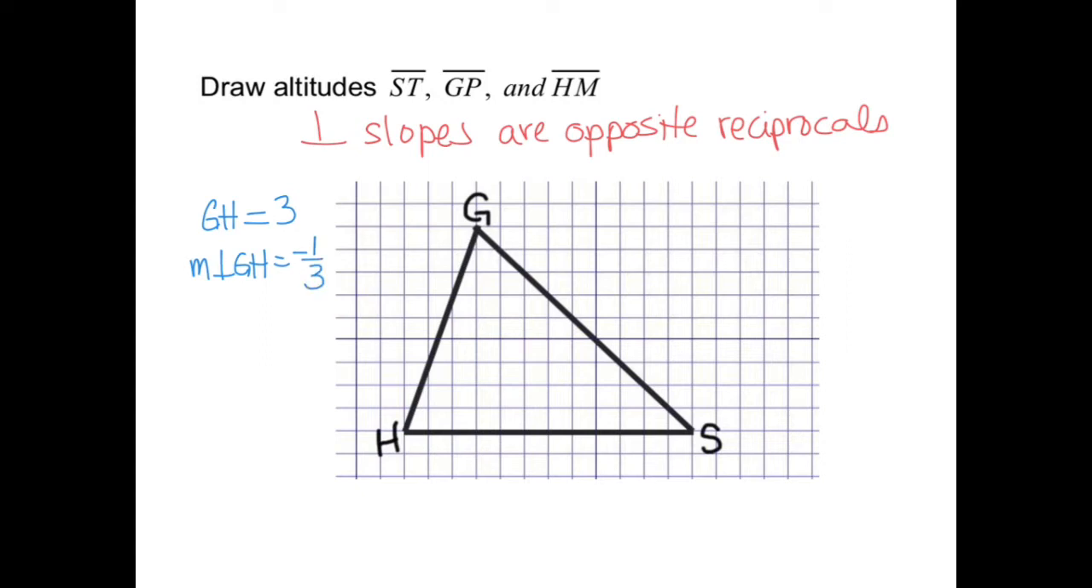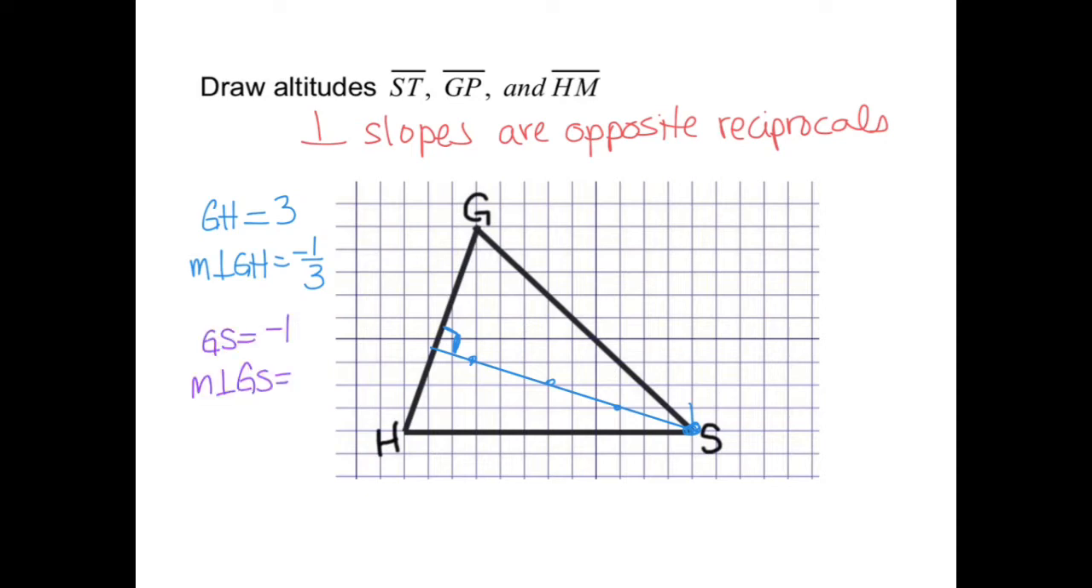So starting at the vertex that is opposite of that, which would be S, I'm going to use the slope of -1/3. So I'm going to go up 1 and to the left 3. And I'm going to continue in this pattern to create a line. And because I used the opposite reciprocal, I know that that is perpendicular.